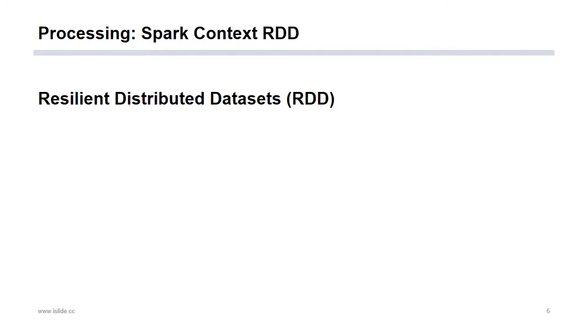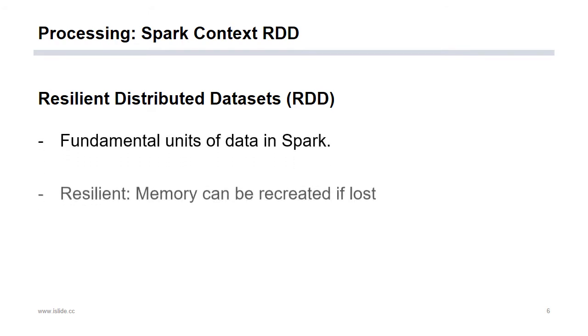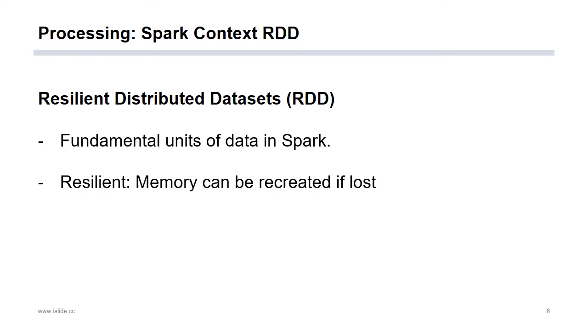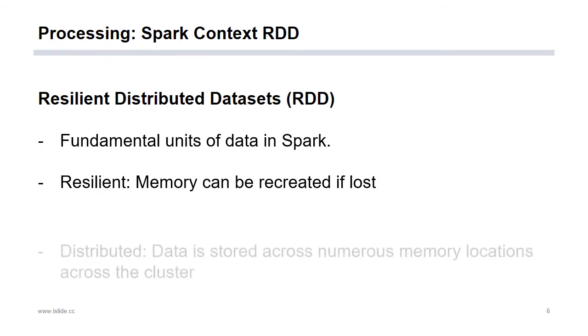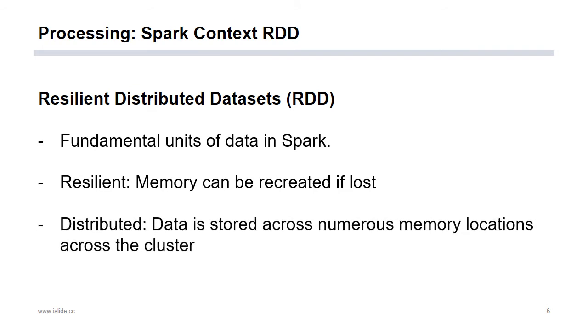RDDs are parts of a larger dataset. It is the fundamental unit of data that Spark processes. Since it works on main memory, in case of a memory loss, it can be recreated, which makes it very resilient. It also spreads the data across many memory locations, allowing for distributed computing.